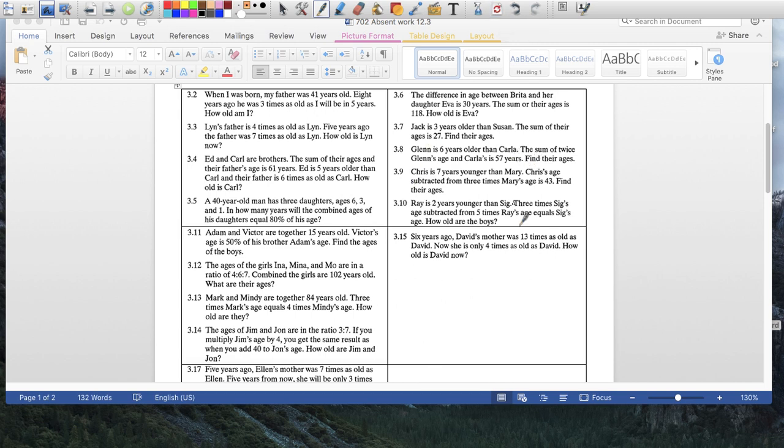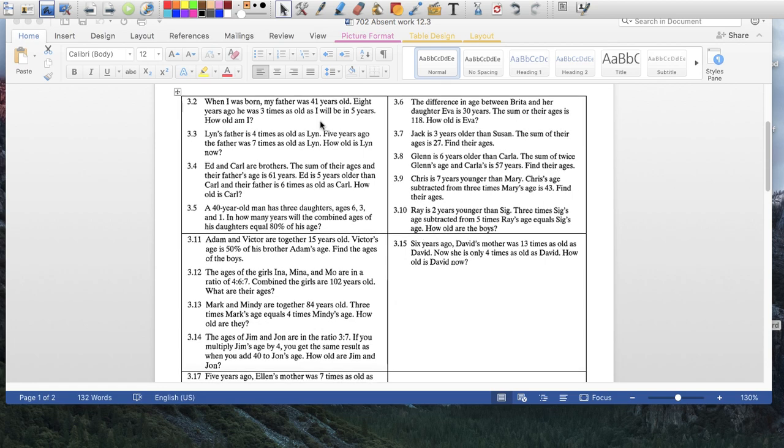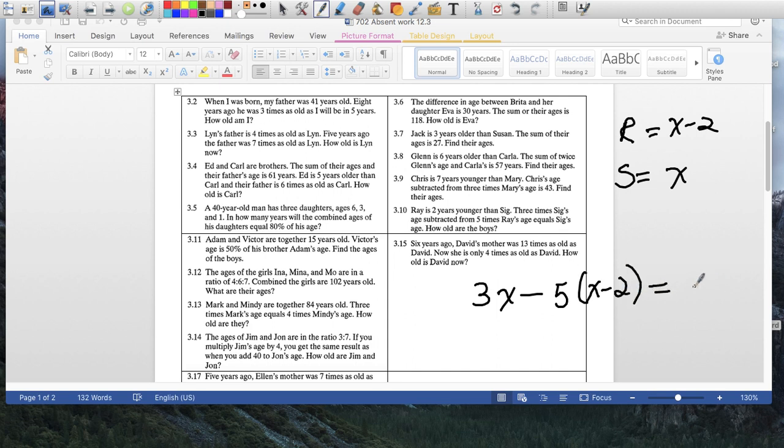310. How many of these questions are there? Enough. Okay. We have Ryan and Ray and Sig. So Ray is 2 years younger. So if Sig is x, that means Ray is x minus 2. 3 times Sig's age, which is x, subtracted from 5 times Ray's age, which is represented by x minus 2, equals Sig's age, equals x.